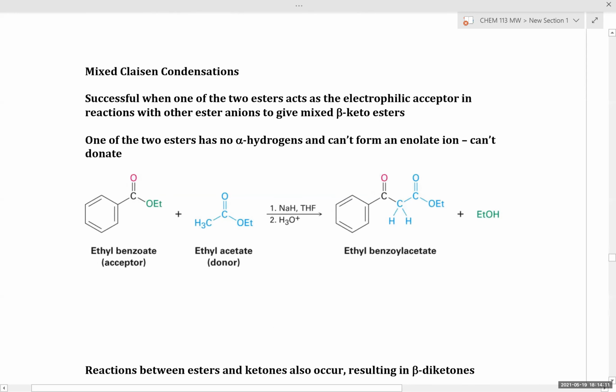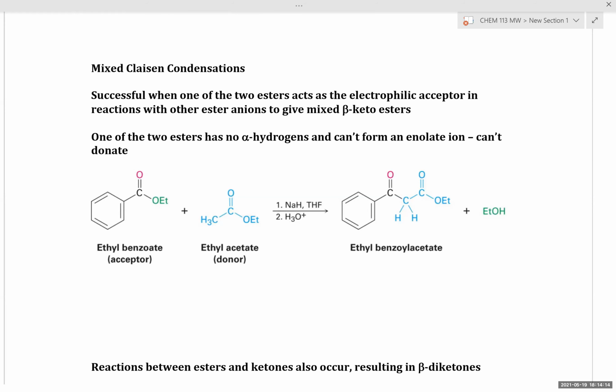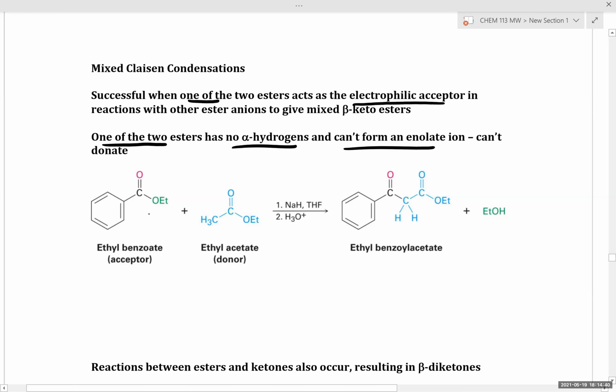And let's talk about mixed Claisen condensations. Just like mixed Aldol condensations, we usually have to stack the deck in our favor. So mixed Claisen condensations are successful when one of the two esters acts as the electrophilic acceptor. And this generally works if one of the two esters has no alpha hydrogens and can't form an enolate. So for example, ethyl benzoate and ethyl acetate, ethyl benzoate has no alpha protons. And as such, it reacts cleanly to give a single Claisen condensation product.